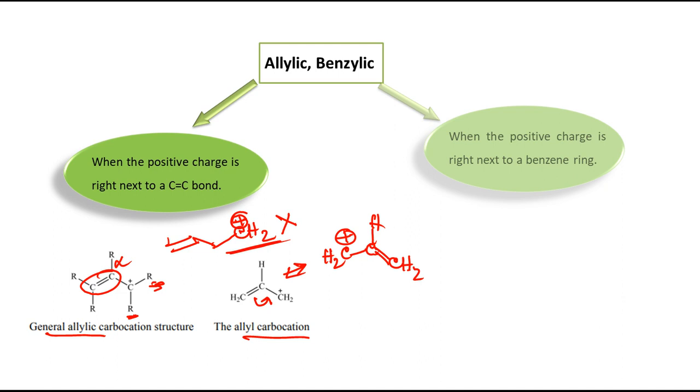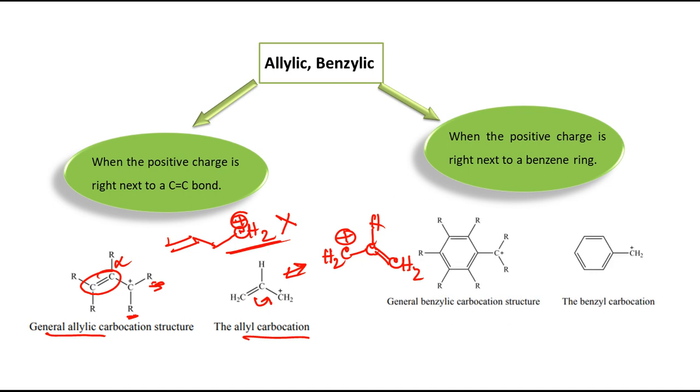And if the positive charge is right next to a benzene ring, now this is also actually next to a C=C double bond, but here this C=C double bond is part of the benzene ring. So the general benzylic carbocation structure: here we have C plus which is attached to a benzene ring on the left-hand side and 2 R groups. But if you have all these R groups as H, the simplest example is benzyl carbocation.